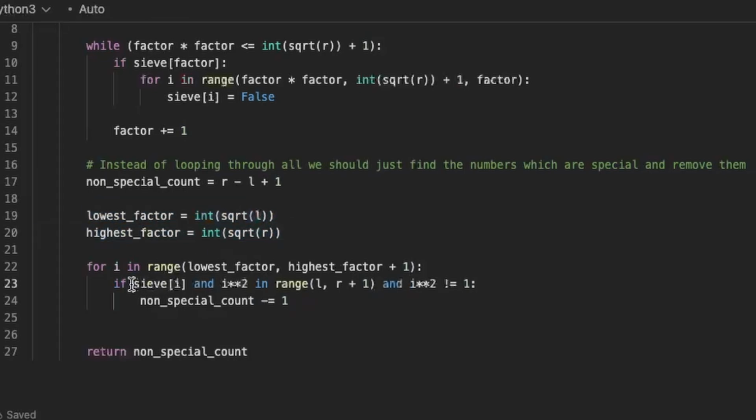So again, we're just going through all these factors that we found. We're going to check if that factor is prime, and if that number squared falls in our range. And if both those are true, we know that this is a special number, and we can decrement our count by 1. So let's submit and make sure that this works.